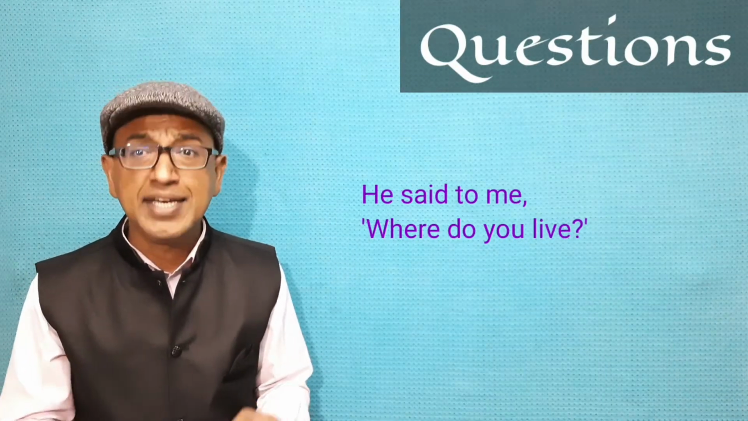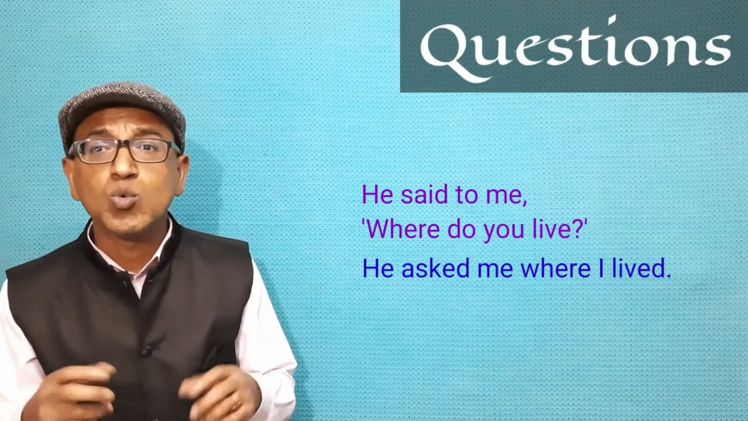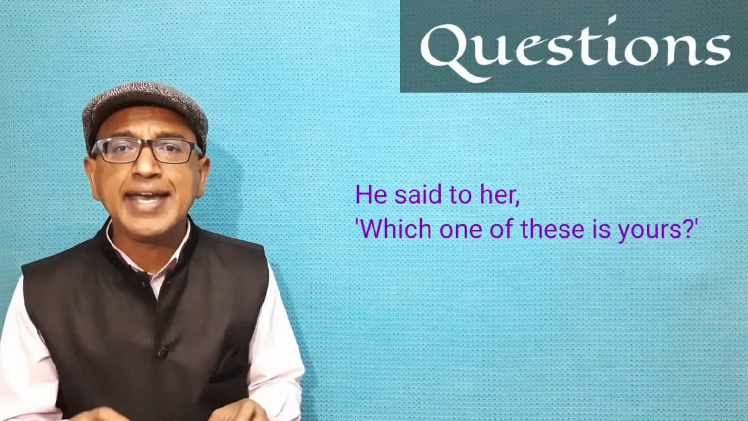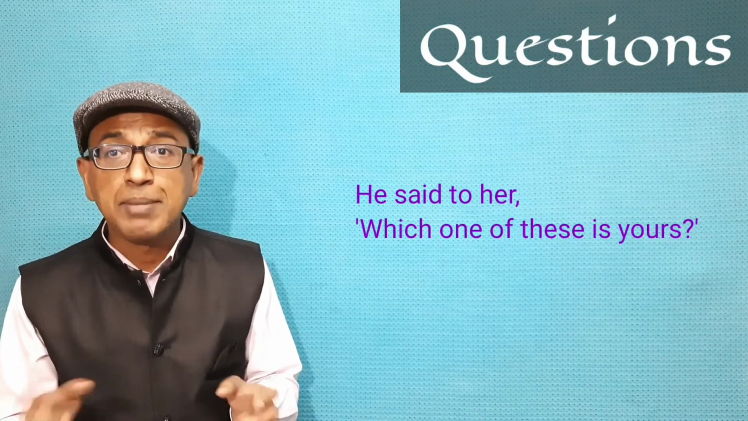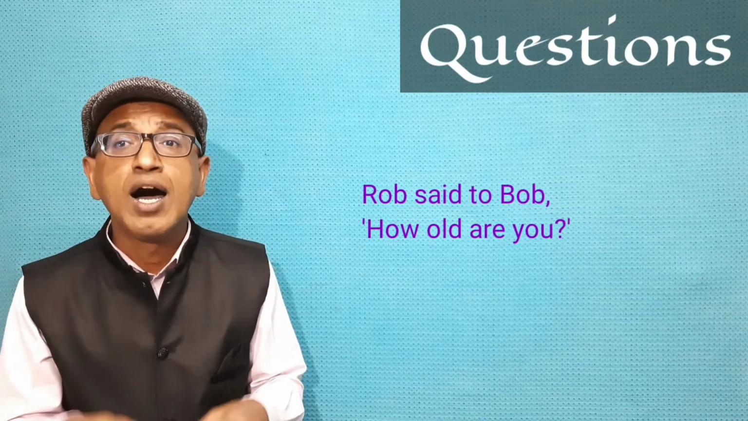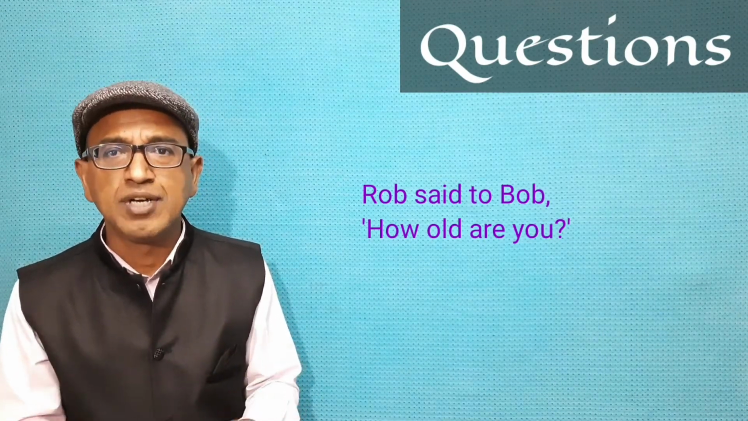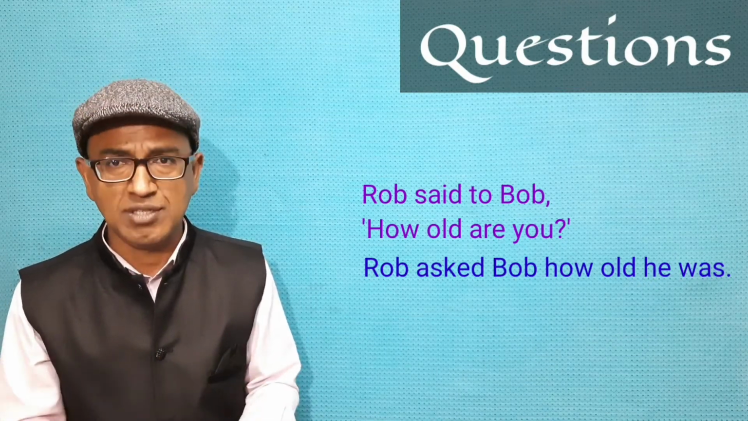He said to me, where do you live? Becomes, he asked me where I lived. He said to her, which one of these is yours? Becomes, he asked her which one of those was hers. Rob said to Bob, how old are you? Becomes, Rob asked Bob how old he was.